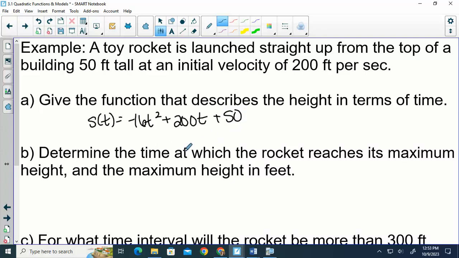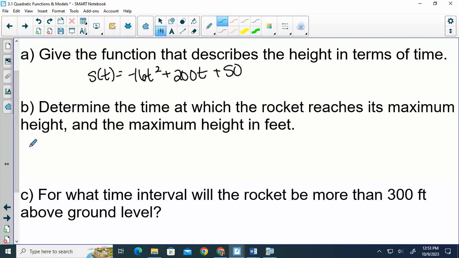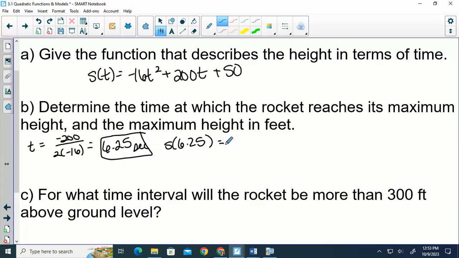Do you have negative 16t squared plus 200t plus 50 for the equation? So to find the maximum height, that's the vertex. So negative 200 over 2 times negative 16. And you get 6.25. And then you plug that in. And what does that give us? So that's the maximum height.